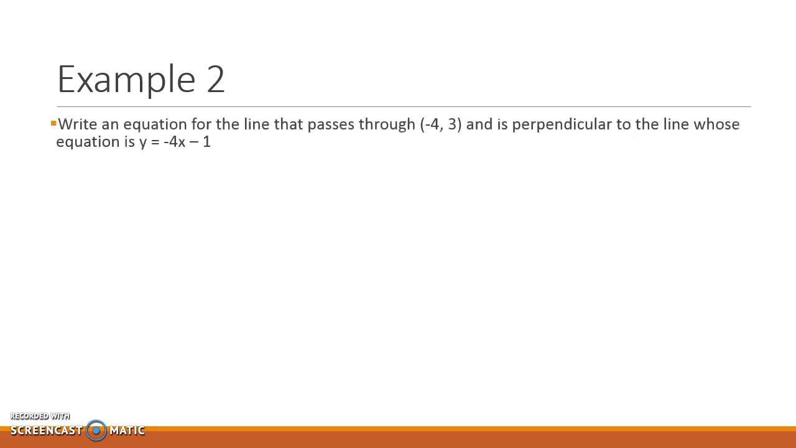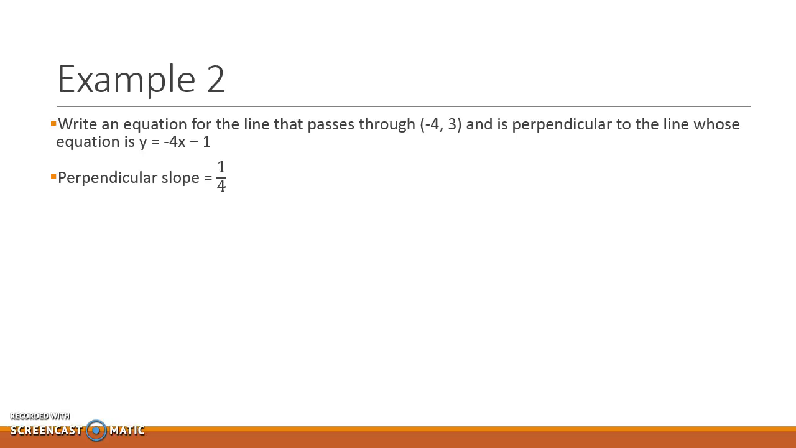All right, and here's our second example. We're going to write an equation for the line that passes through (-4, 3) and is perpendicular to the line whose equation is y = -4x - 1. This one is already in slope-intercept form, so we know the slope of our original line is -4.